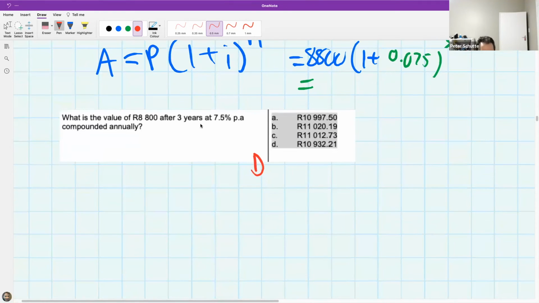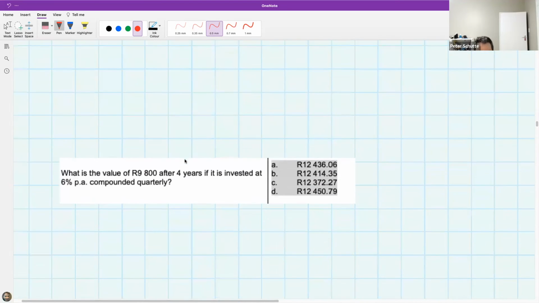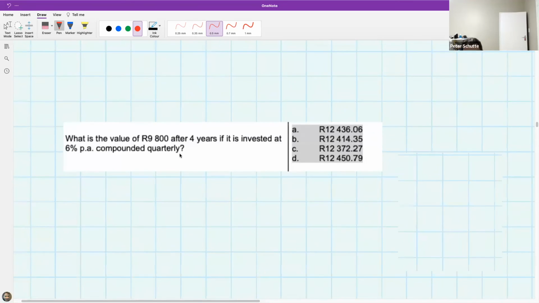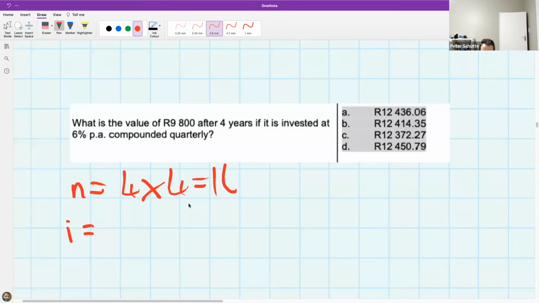Now, what happens if instead of it being per annum compounded annually, it changes? So in this question, what is the value of 9,800 after 4 years if it's invested at 6% per annum compounded quarterly? What is the N value going to be, and what is the I value going to be? Before we start off, I want to know, what is the N value in this question going to be? It's not going to be 4. So it's 4 years, but we're working in compounding quarterly. So this would be 16.